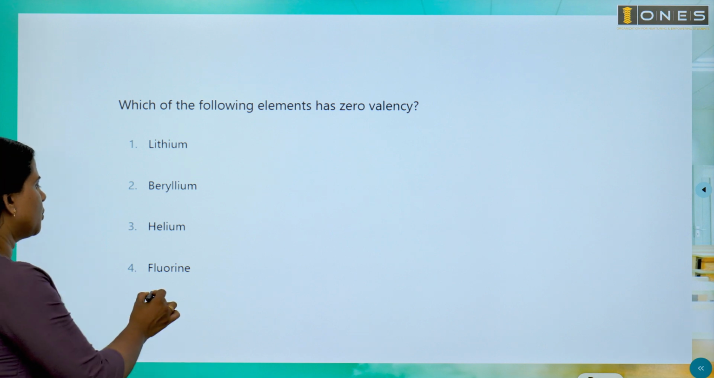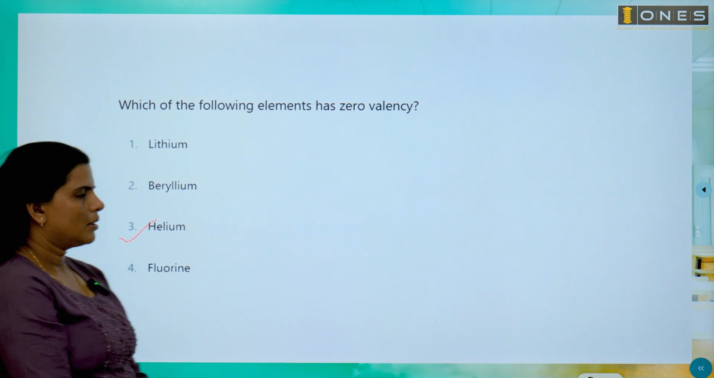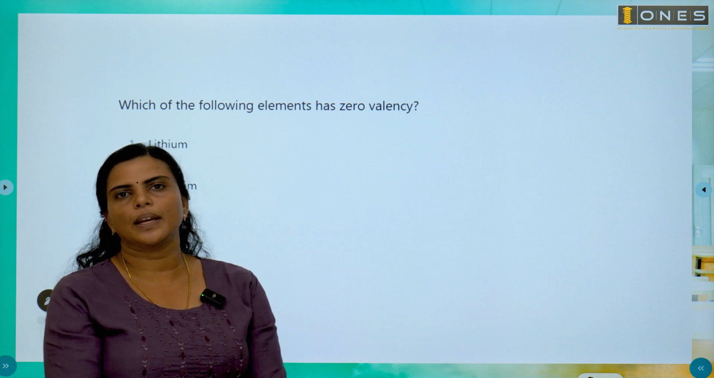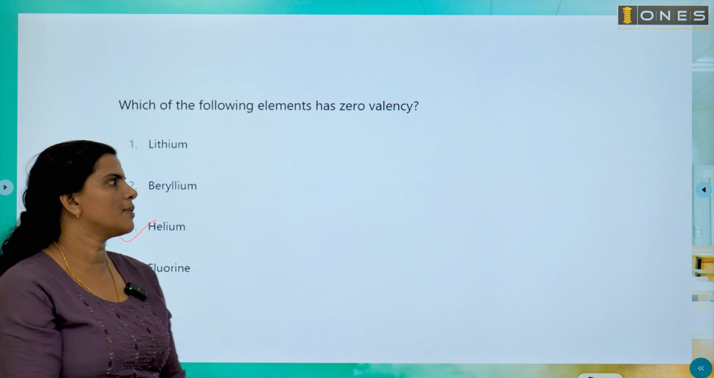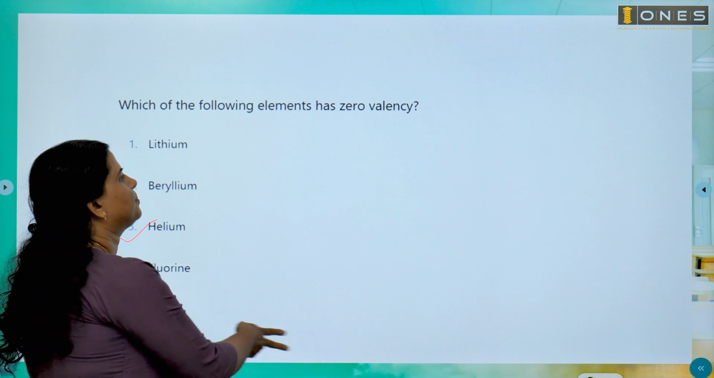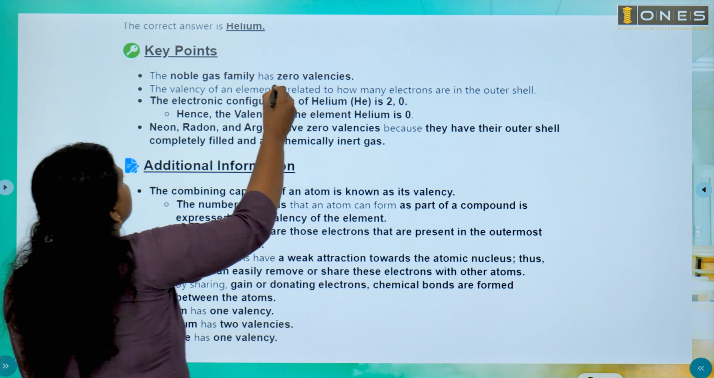So fluorine is in the 17th group. Helium is the noble gas. So the right answer for this question is option 3, helium. Helium, krypton, argon are noble gas family, group 18 elements. So the noble gas family has zero valencies.